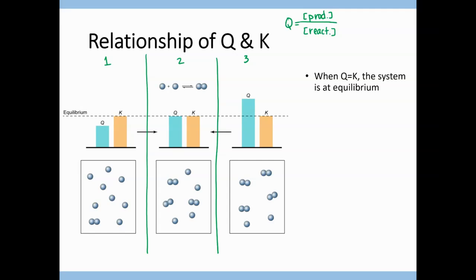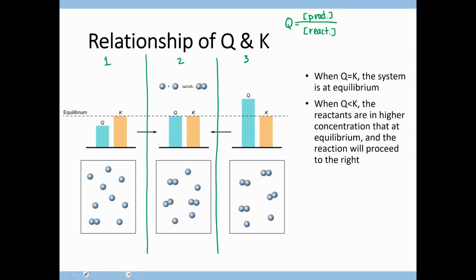If Q is less than K, that means that at that point in time, there are more reactants. We have a larger denominator, pointing to the top right corner. We have a larger denominator and a smaller numerator than at equilibrium. So this means that there are more reactants than there would be at equilibrium. So the reaction is not at equilibrium yet. The reactants need to continue to react to produce more product. So that's Q is less than K.